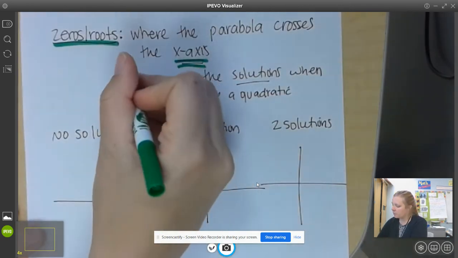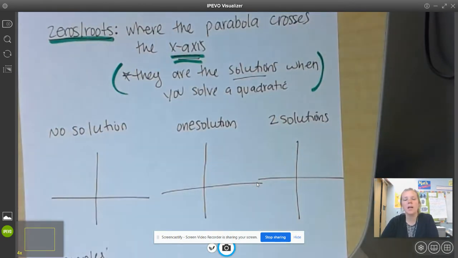And this is kind of a preview of where we're going. But starting tomorrow or in the next couple days, we're going to start finding the solutions to quadratic equations. And the roots and the zeros are actually going to be the solutions, which is pretty cool.